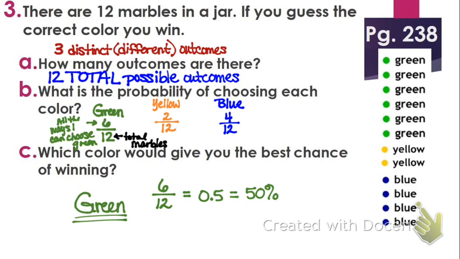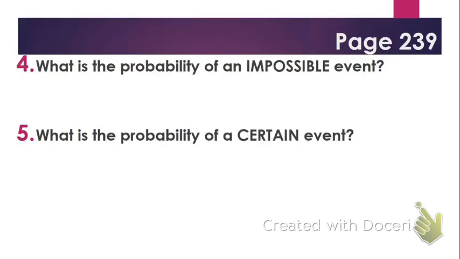What's the chance that you reach into this marble jar that I've described right here and you grab a purple marble? 0 out of 12. This is called an impossible event. Something that cannot happen. If I wrote 0 out of 12, I know I said don't reduce, but if I asked you to write it as a decimal or as a percent, what would it be? 0. Just 0.